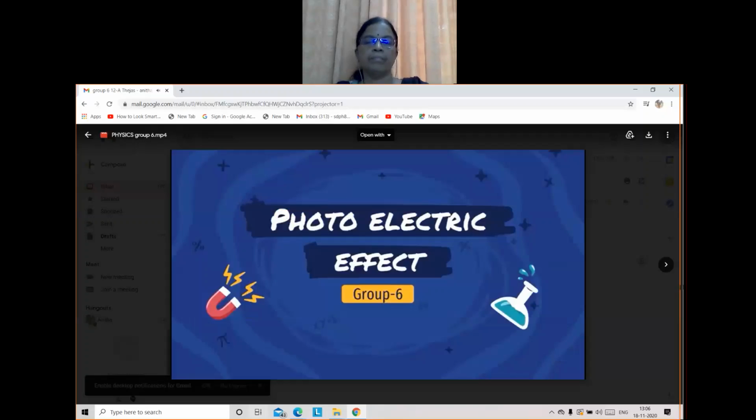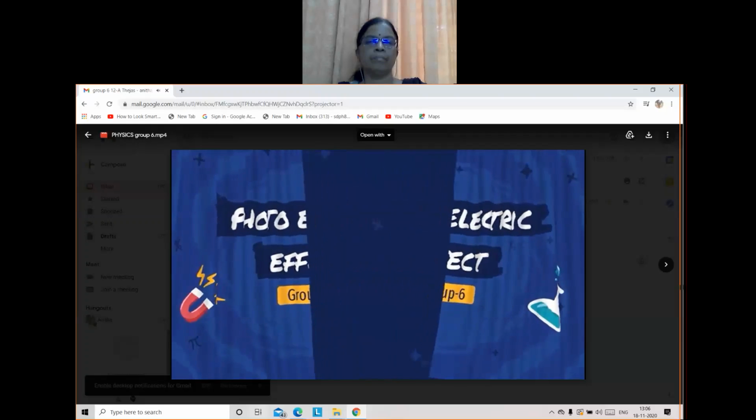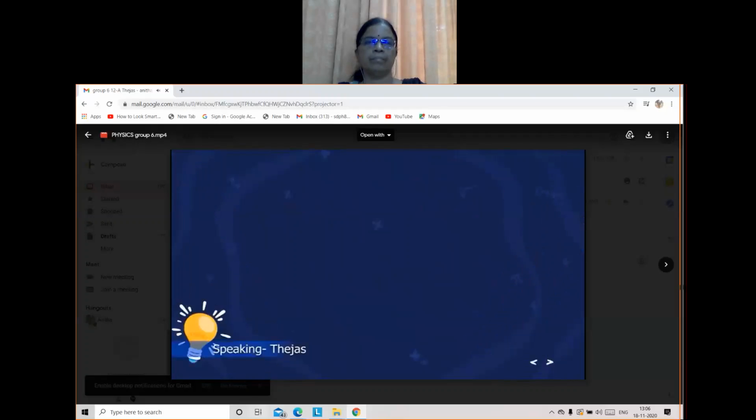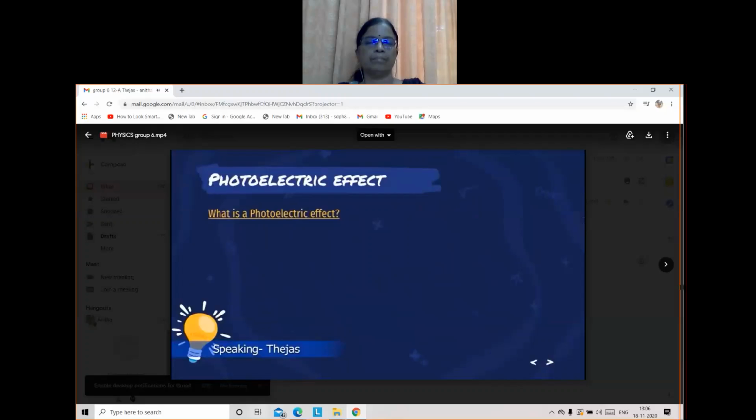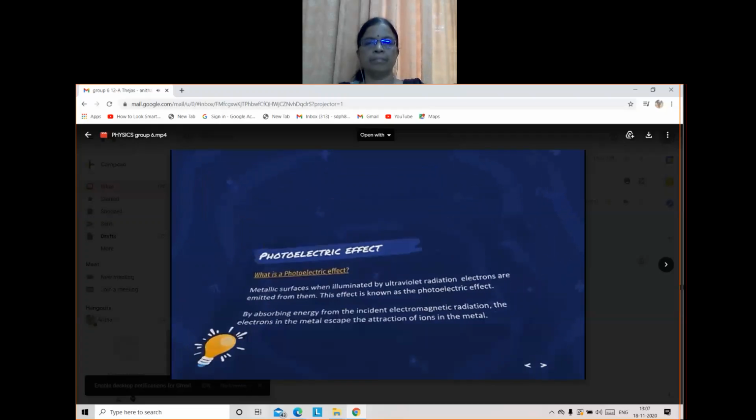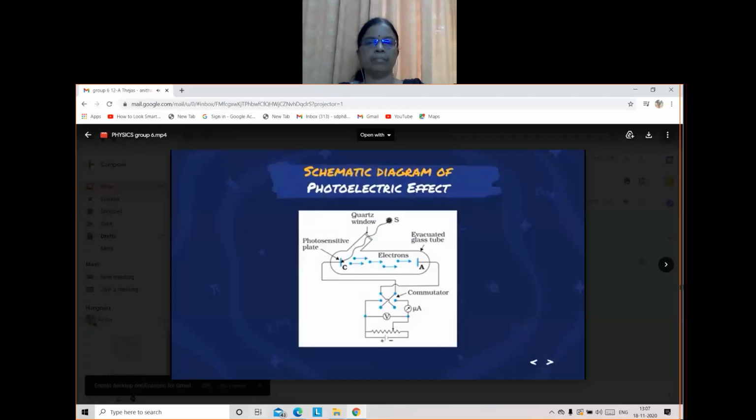So in this presentation, I will be dealing with the photoelectric effect chapter, dual nature of radiation. So what do you mean by photoelectric effect? When metallic surfaces are illuminated by ultraviolet radiation, electrons are emitted, and this effect is known as the photoelectric effect. By absorbing energy from the incident ultraviolet radiation, the electrons in the metal are emitted. So this is a schematic diagram of the photoelectric effect.